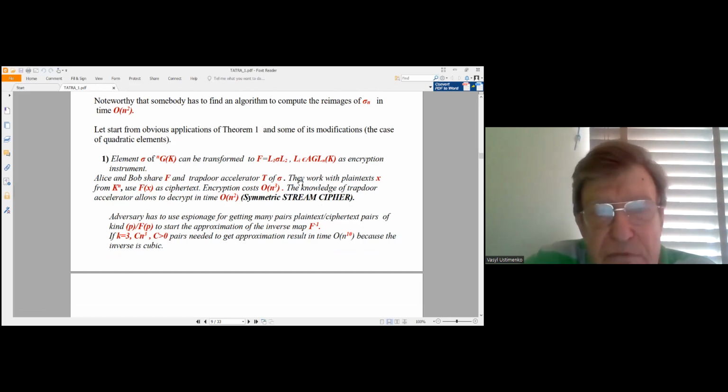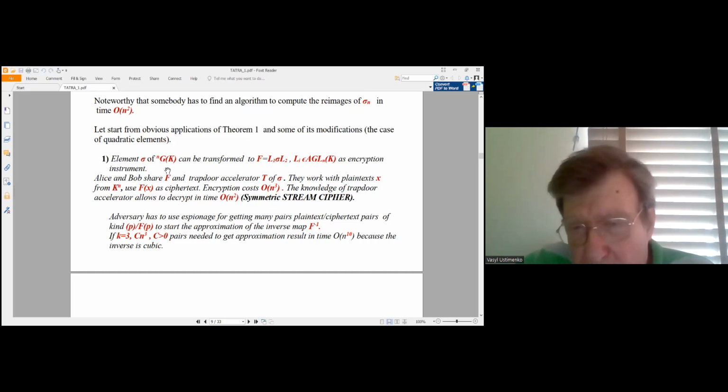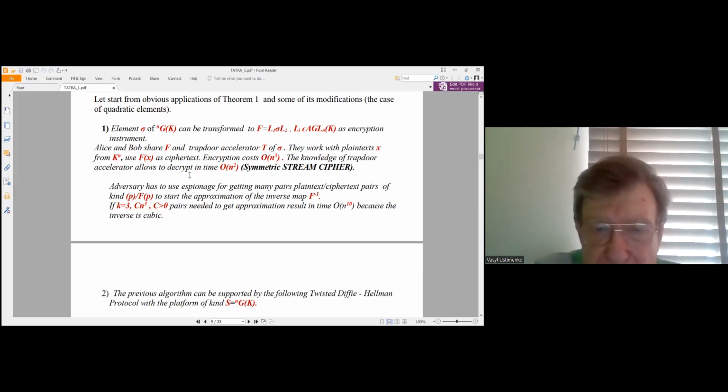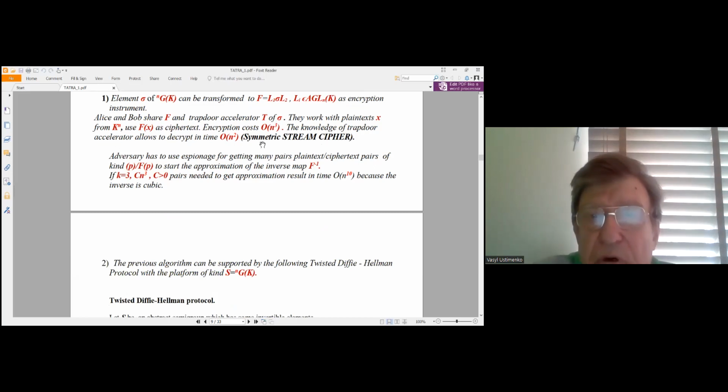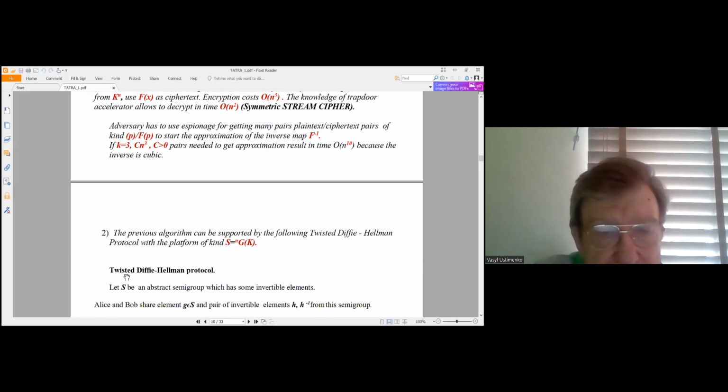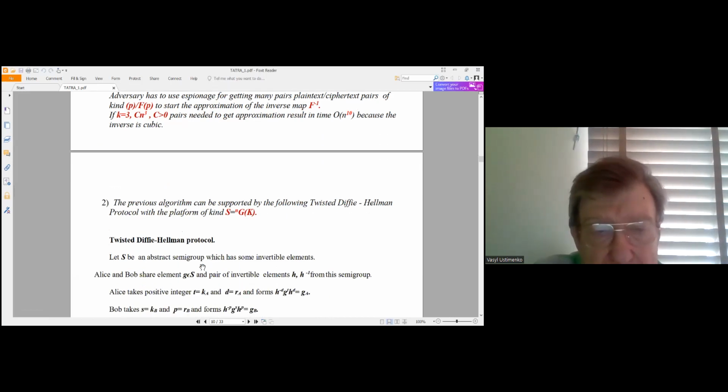It's nice to have a situation when an element sigma from the affine Cremona group has bounded degree, but the inverse is not of the same degree, and its degree is huge. That actually looks attractive. So how to use this symmetric algorithm in practice? We need to support it with a protocol, and I will present here the twisted Diffie-Hellman protocol.